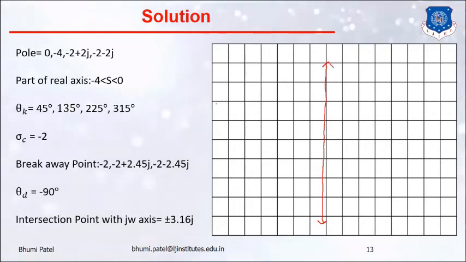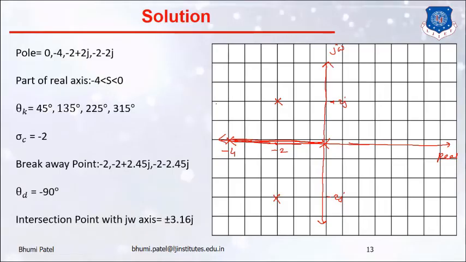So this is my imaginary axis and this is my real axis. Okay. First of all, we have to draw the pole locations 0, minus 4, minus 2 plus 2j, and minus 2 minus 2j. Okay, next the part of the real axis, that means we can get this dark area, it is my root locus area.